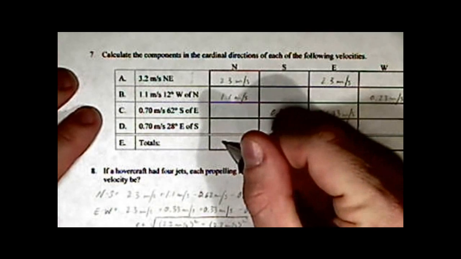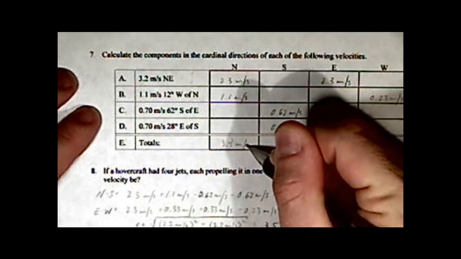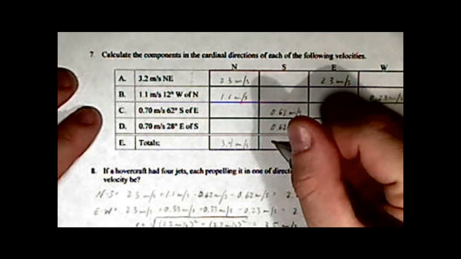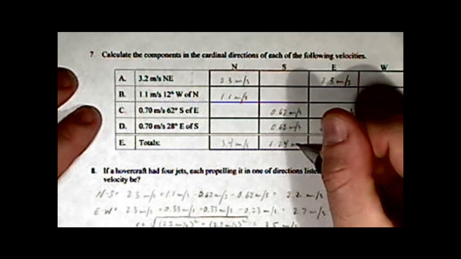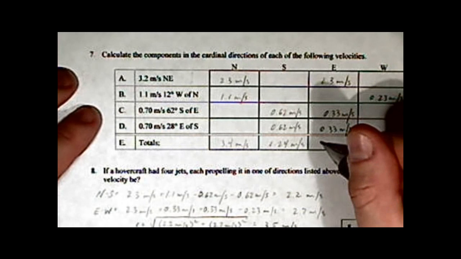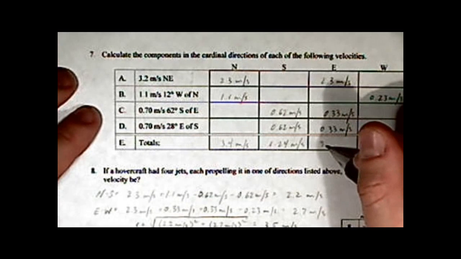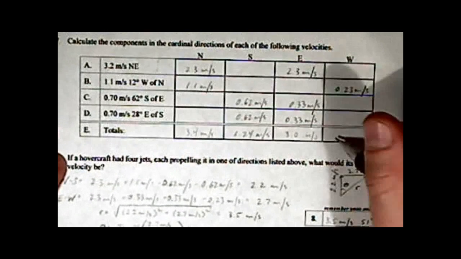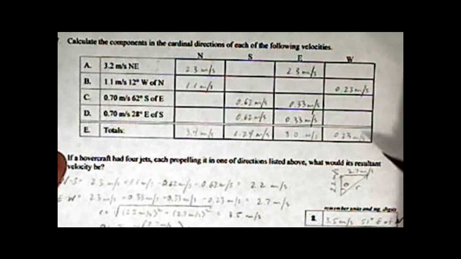That gives me some totals up here. If I total my northerly directions, I get 3.4 meters per second north, 1.24 meters per second south. Should have done this ahead of time. 3.0 meters per second east, because this would add up to 2.96, but we can only have one decimal place, so I rounded that to 3, and 0.23 meters per second west.